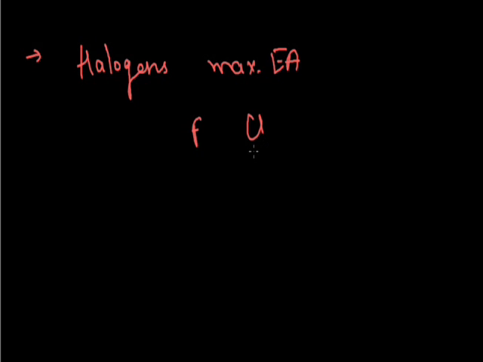As we discussed the trend, we can also think that halogens have the maximum EA in a period. But we have also discussed the exception. So considering both facts, if someone asks you the order of electron affinity in F, Cl, O and S, it will be this.